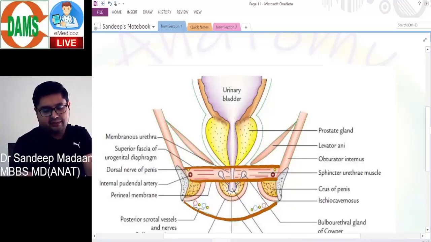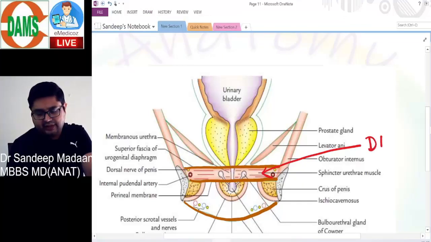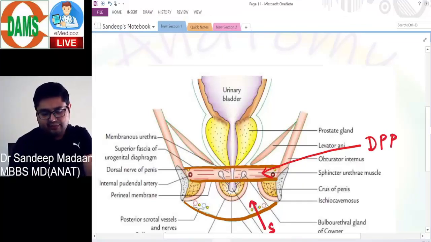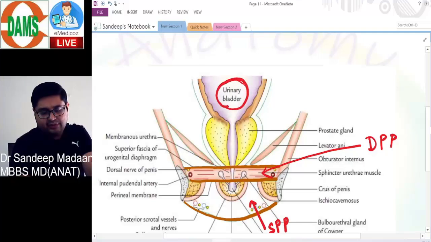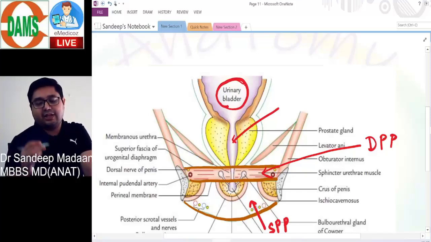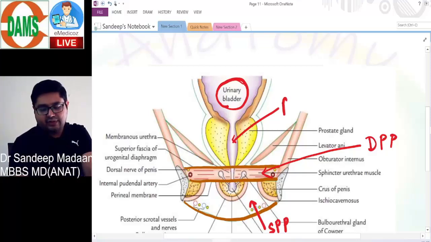So basically in between these 3 fascia, you have 2 spaces. What are the 2 spaces present? This is what is called the deep perineal pouch. And this is what is called the superficial perineal pouch. You appreciate, right? Now, this is the urinary bladder. From the urinary bladder, this is the urethra. But this urethra is actually contained within the prostate. So this has to be called the prostatic urethra. So what is this urethra? This is the prostatic urethra.